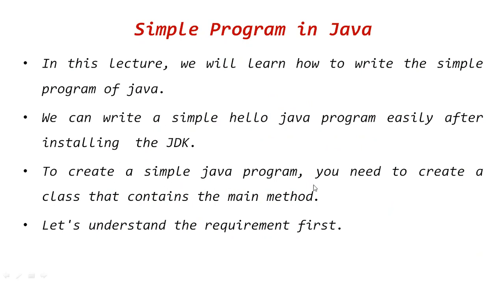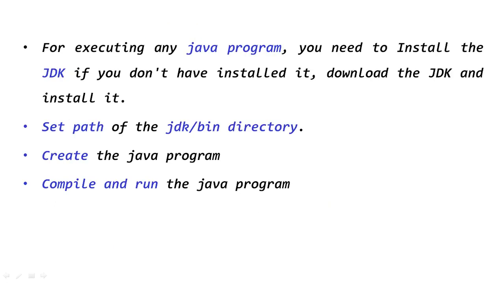To create a simple Java program, you need to create a class that contains the main method. Let's understand the requirement first. For executing any Java program, you need to install the JDK. If you haven't installed it, download the JDK and then install it. Set the path of the JDK bin directory. Create the Java program, then compile and run that particular program.